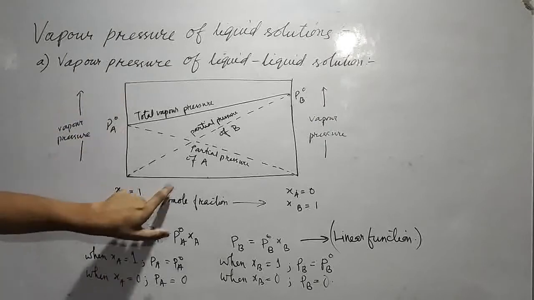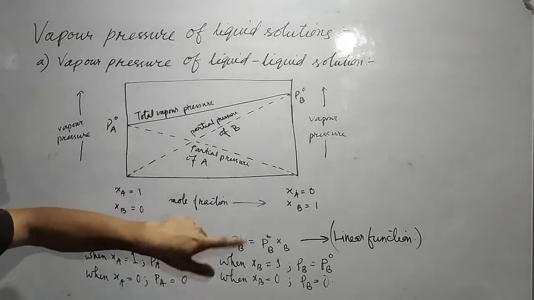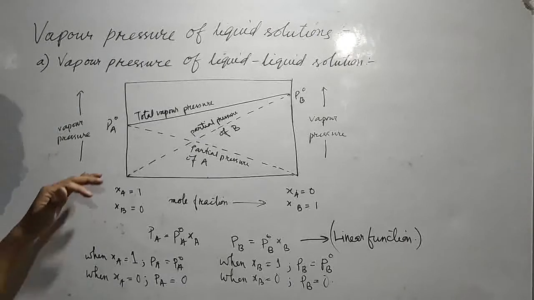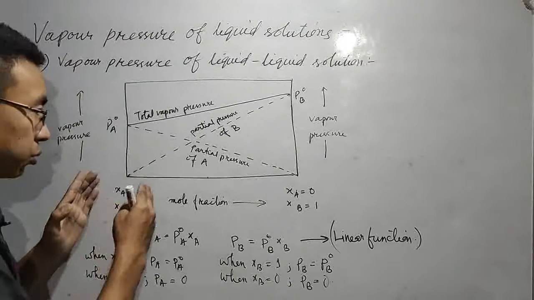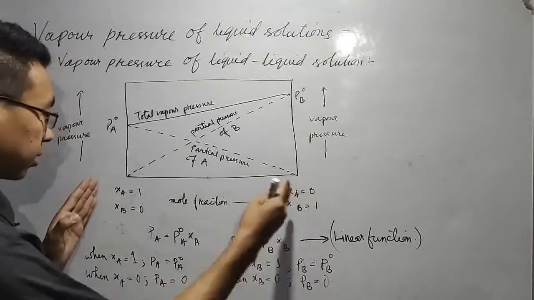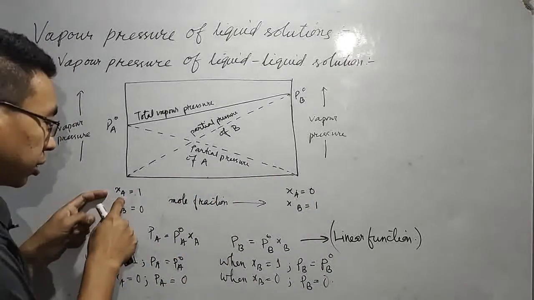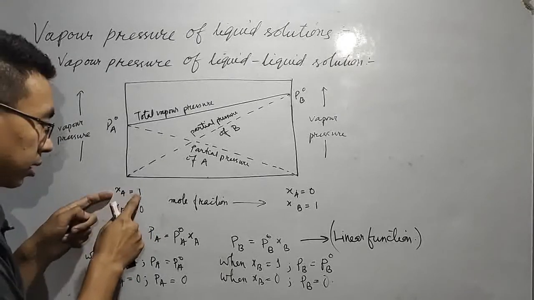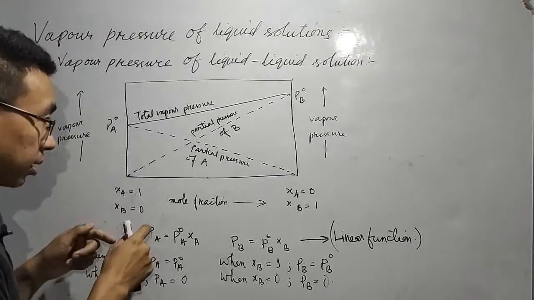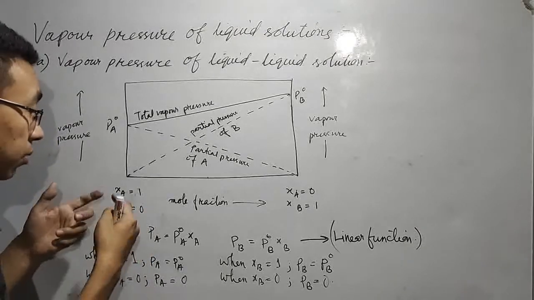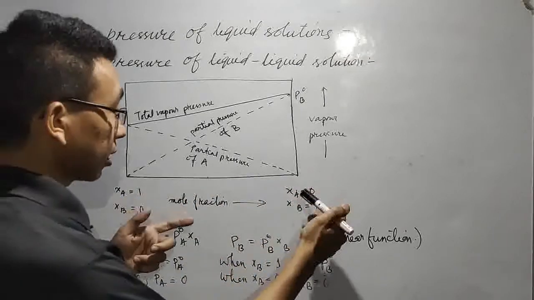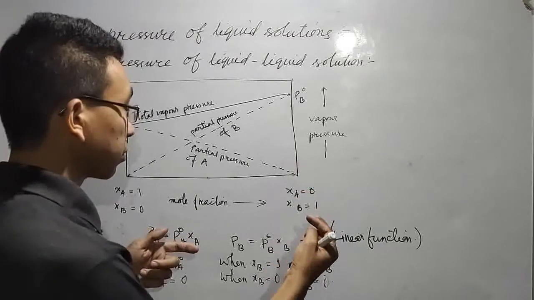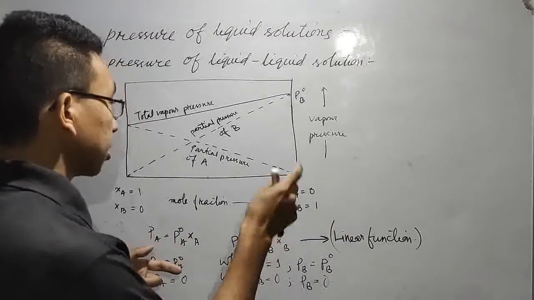Now on the graph, the horizontal axis is the mole fraction and the vertical axis is the vapor pressure. On the horizontal axis there are two cases. One is when the solution contains only component A, so XA is 1 and XB is 0. This means component B is absent and only component A is present. And on the right side, XA equals 0 and XB equals 1, which means component B is present and component A is absent in this solution.